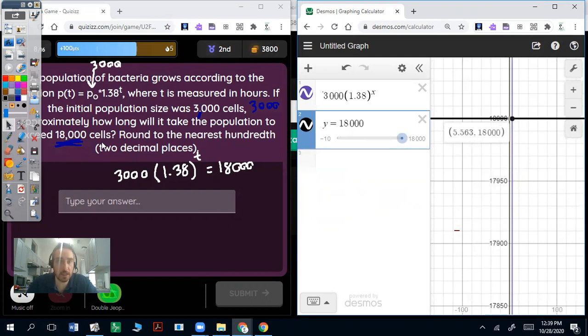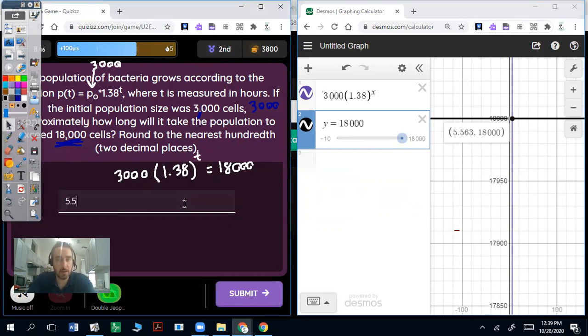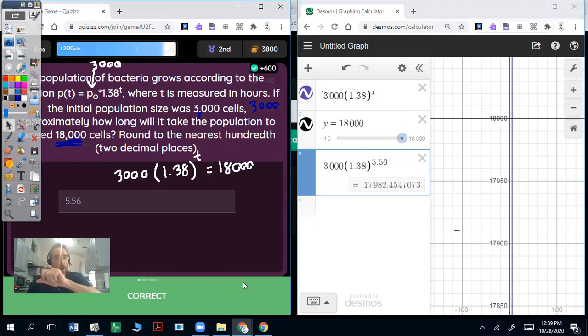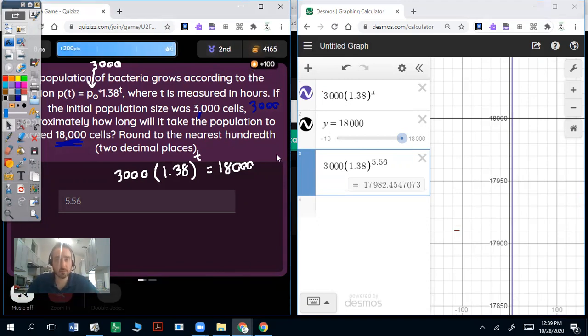5.563. It says 2 decimal places, so 5.56 would be appropriate in this case. 5.56 should be your answer. You can double check that: 3,000 times (1.38) raised to the 5.56, and you're going to get pretty close to 18,000, 17,982. So let's submit it. You can also use logarithms to do that as well.